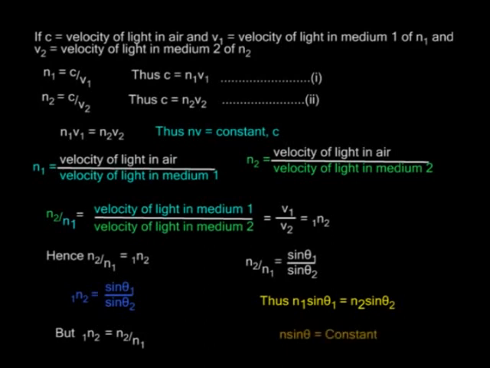So n sin θ is equal to a constant, where n is the refractive index of the medium and θ is the angle between the ray and the normal in that medium. This is the general statement of Snell's law.